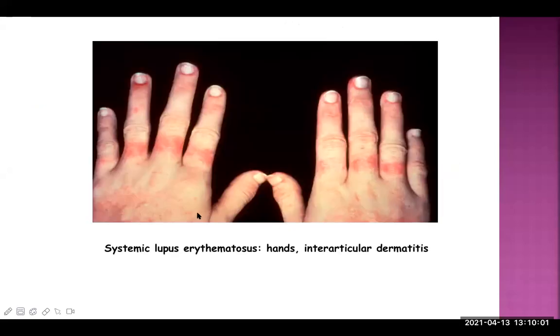Now, look at this picture, another picture here. This patient is a SLE patient, and there is interarticular dermatitis. Okay, interarticular means in between the joint. See, look at these rashes on the skin. Okay, these are some of the manifestations.